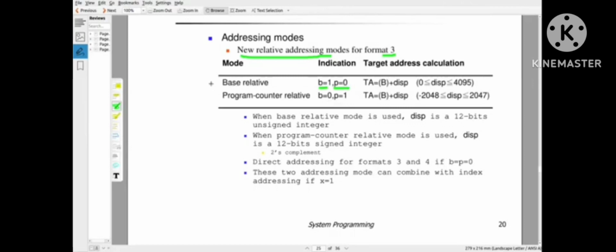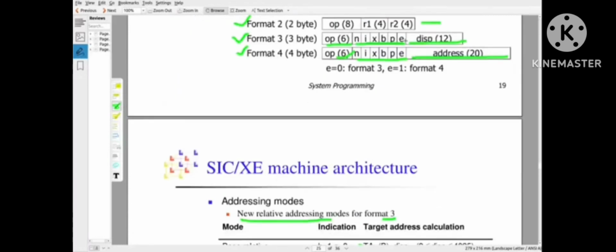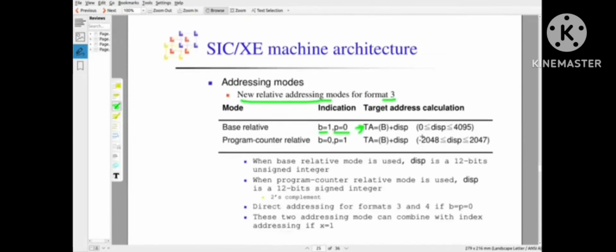Suppose the instruction is in base relative mode, then how can you compute the target address? Target address or effective address is equal to the content of the base register plus displacement. The displacement in format 3 is of size 12 bits, so you can have a displacement of 0 to 4095, because 2 raised to 12 is 4096.